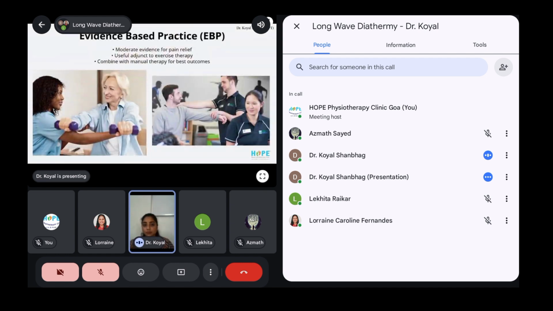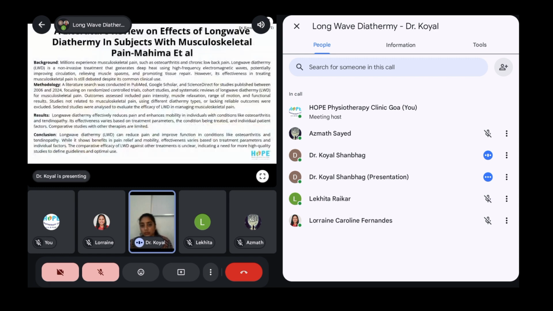Let's see about the evidence-based practices. Mostly the evidence says it gives moderate evidence for pain relief. It's useful as an adjunct therapy. We cannot rely fully on long wave diathermy, and we should always use it with exercise or other modalities. A combination with manual therapy will give the best outcomes.